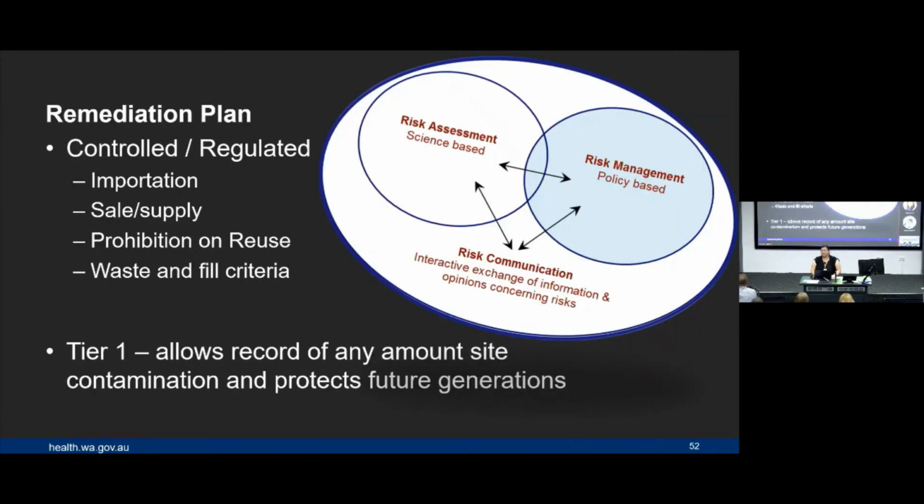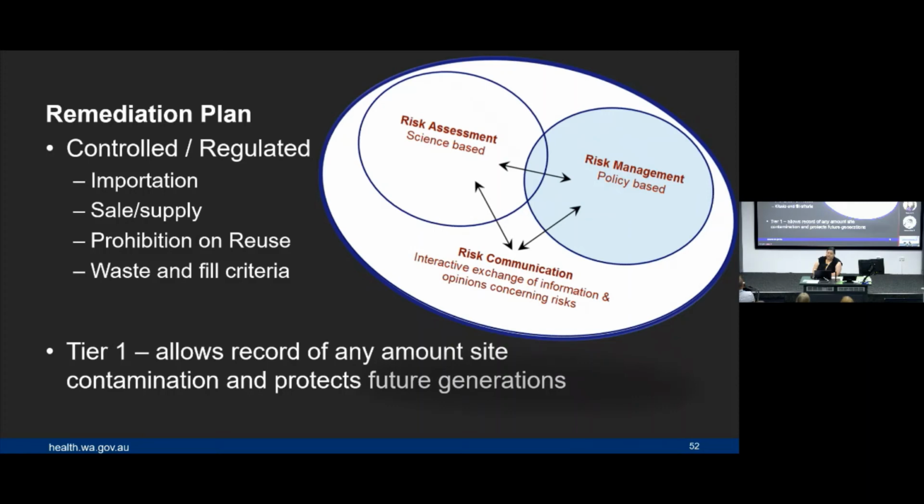So once you've assessed the site and characterised it, obviously you want to move towards remediation. And I have mentioned that there are a lot of other caveats on asbestos. We can't import it, we can't sell or supply material that has asbestos in it. It doesn't matter about the risk, you just can't do it, it's prohibited. There's a prohibition on reuse, again, it doesn't matter about the risk, it's prohibited. And obviously you have to comply with waste and fill criteria.